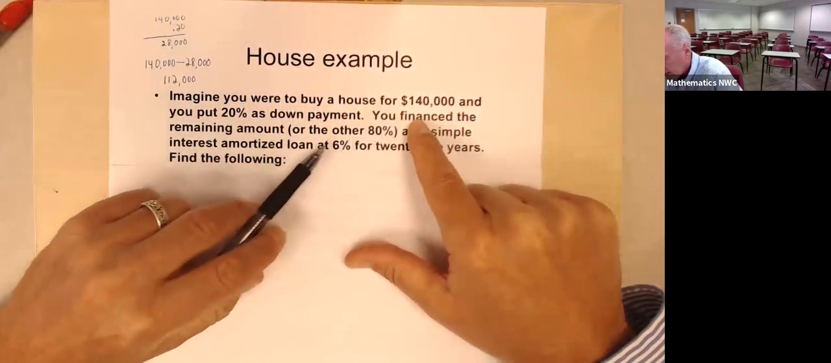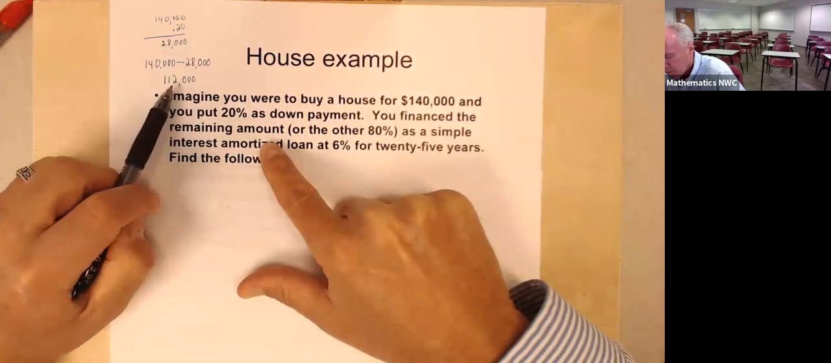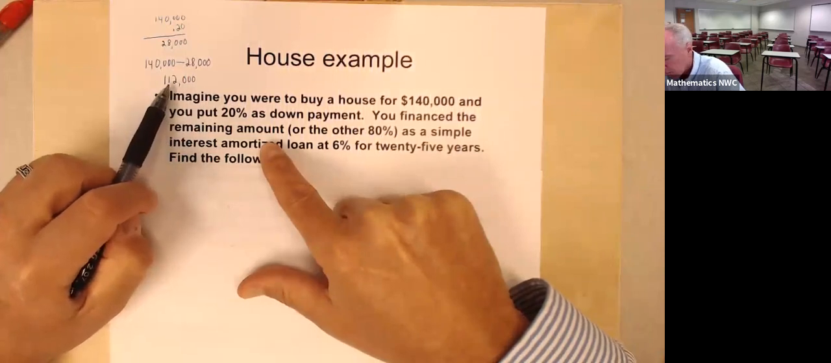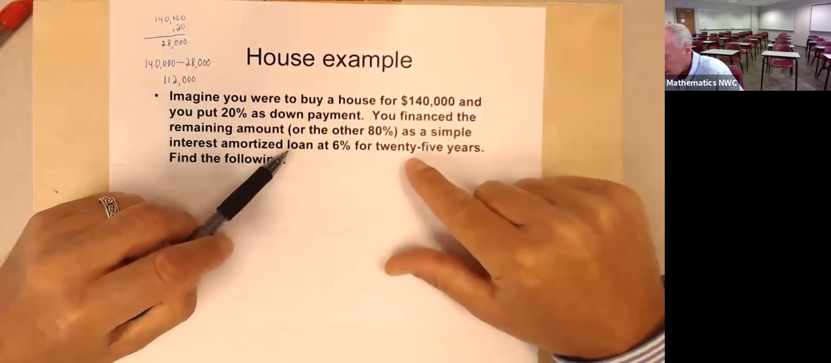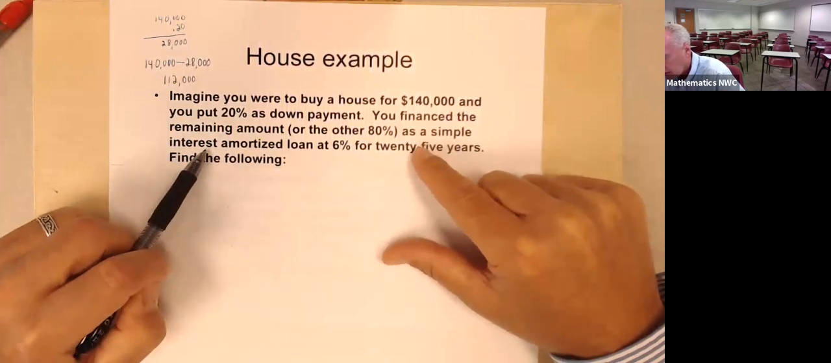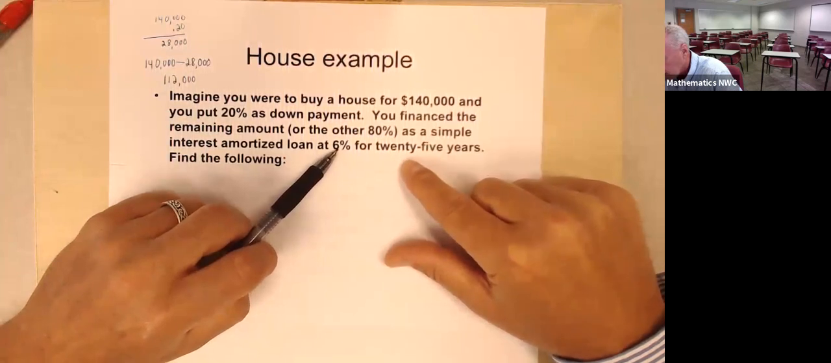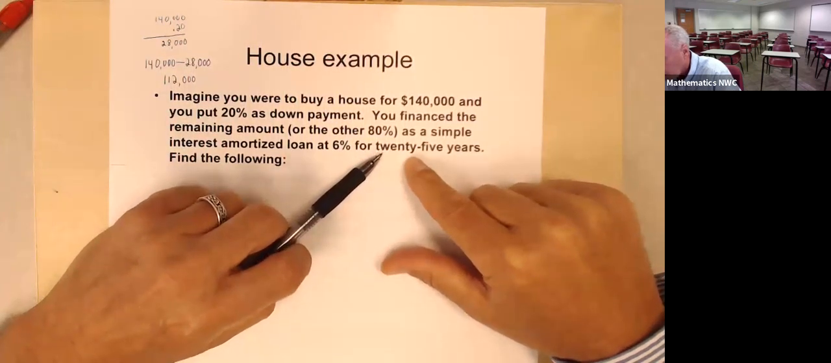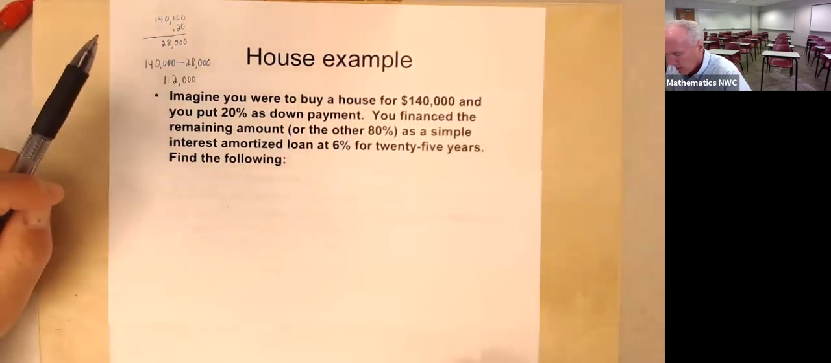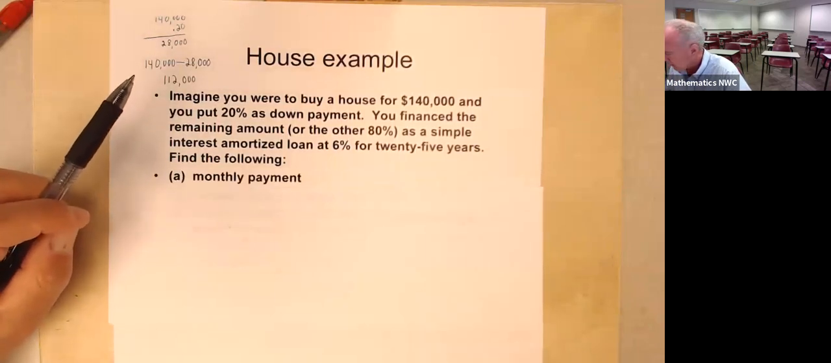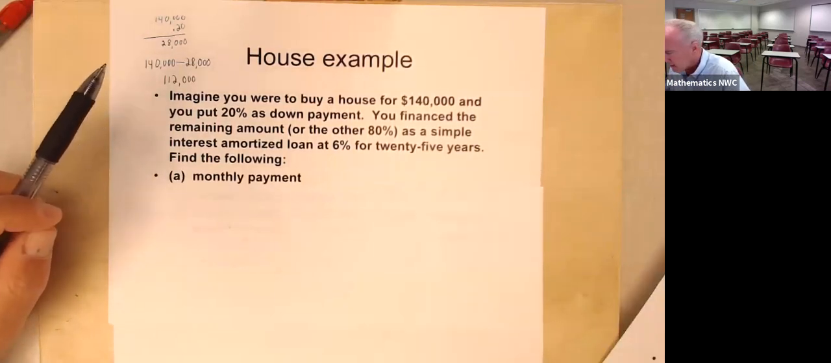So you want to finance the remaining amount. You want to finance the $112,000. You're going to finance that at a simple interest amortized loan. That's the formula we've been working with. 6%, and you want to pay off your house in 25 years. We want to find the following. First of all, our monthly payment.